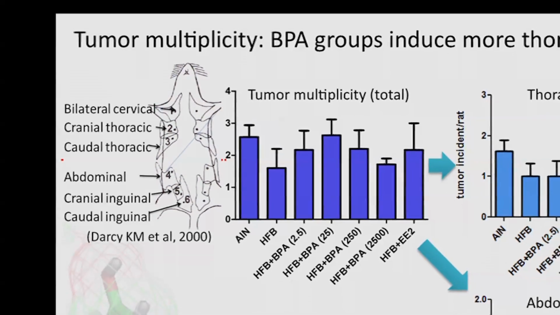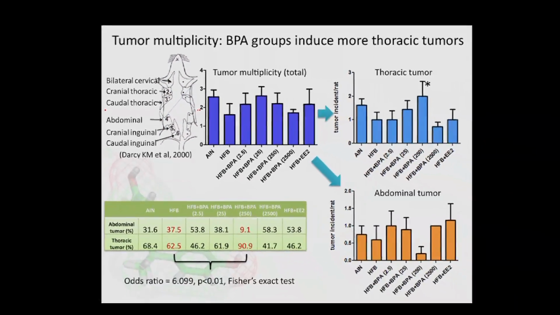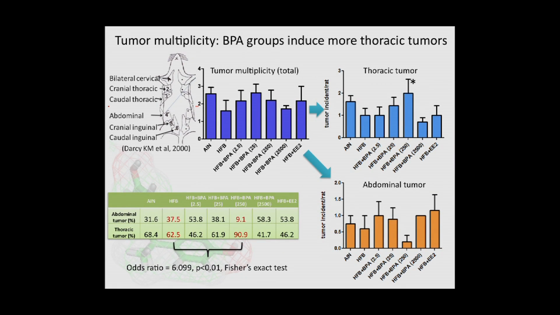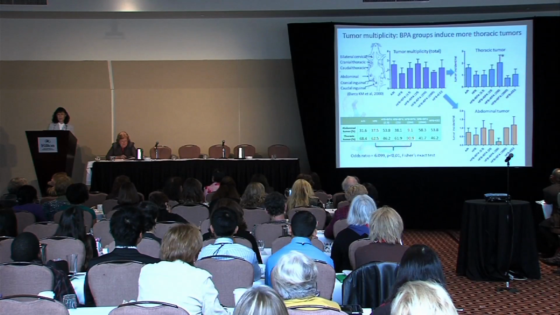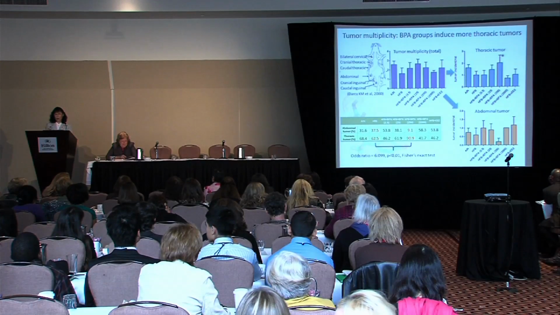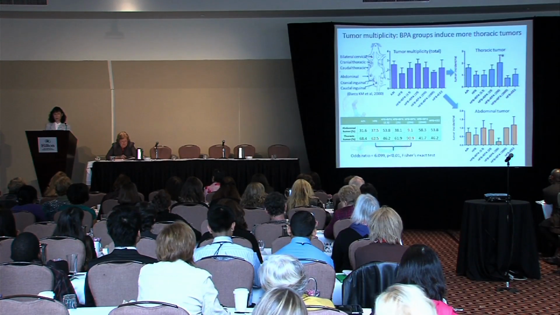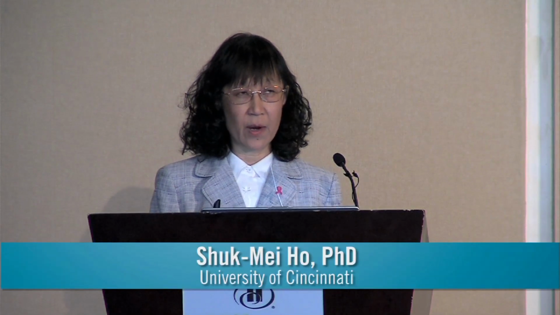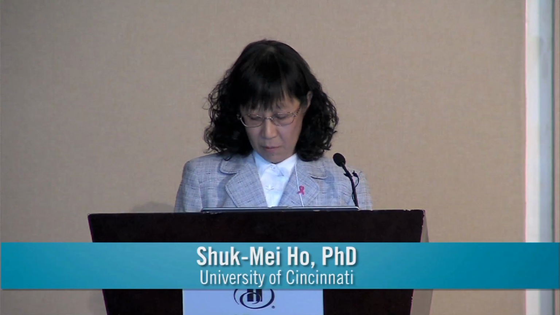And the majority, although we see a total increase, like an inverted U shape here, if we separate the locations, we see that the most important one is the tumor multiplicity, that means the number of tumors developed per animal, is actually more in the thoracic regions, which is mimicking some of the local distribution of human tumors, where we have the 4 quadrants of the breast, and certain areas are more susceptible to it. And this is really exciting.